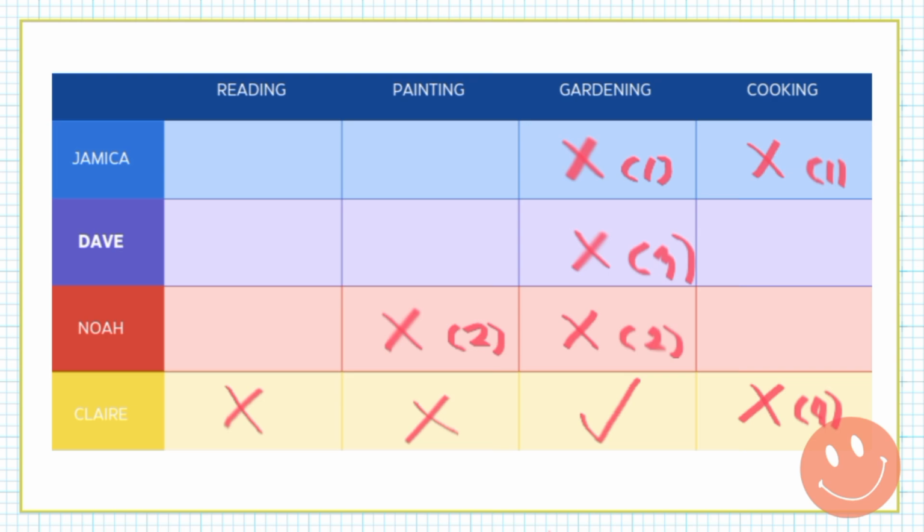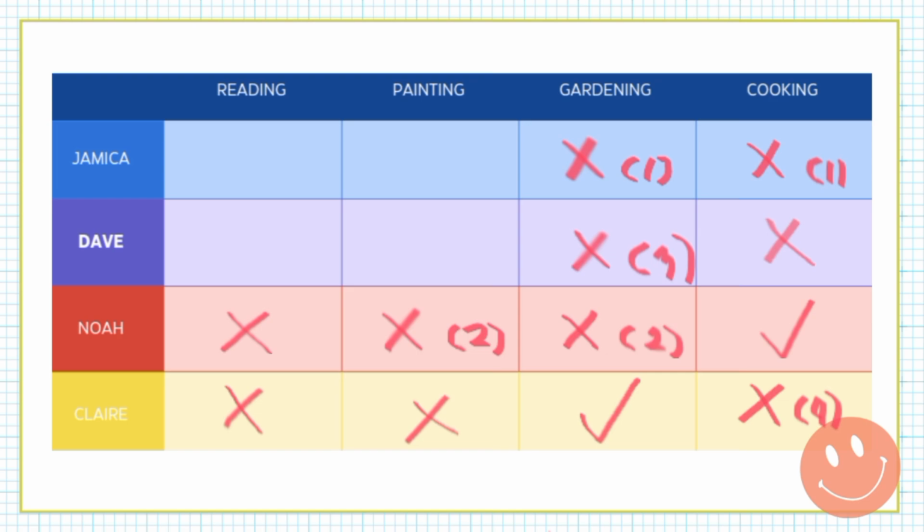So we place a check in the intersection of Noah and cooking, and we must also put an X in the intersection of Noah and reading. So we eliminate cooking for Dave and Jamaica, leaving Dave with reading and painting, and Jamaica with reading and painting too. So let's check again for our clue number 3. Dave enjoys his hobby indoors, and painting is an indoor activity, so Dave must enjoy painting.